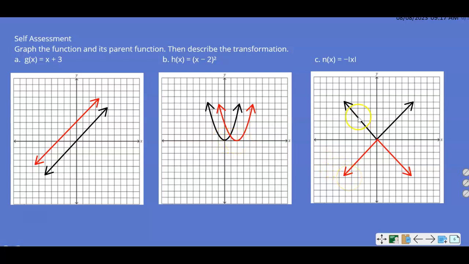And C is an absolute value graph that's been reflected across the x-axis. So absolute value is a v-shaped graph. The parent function is f of x equals absolute value of x, and n of x equals negative absolute value of x. So that's why it's reflected across the x-axis, upside down. It would have the same domain and range and the same vertex.